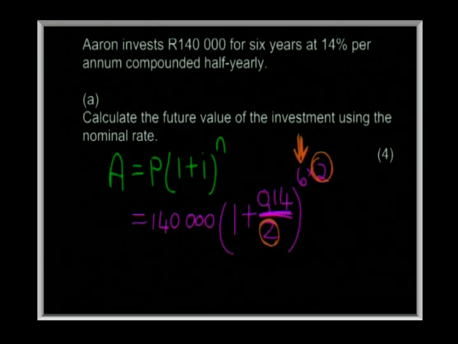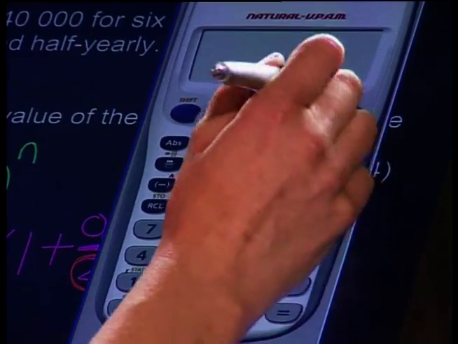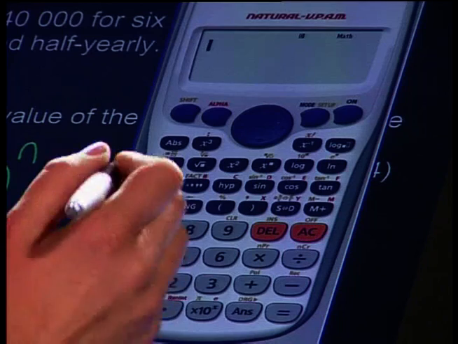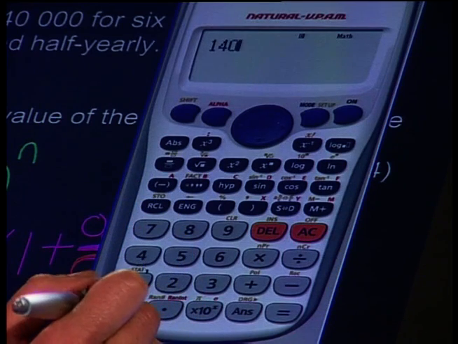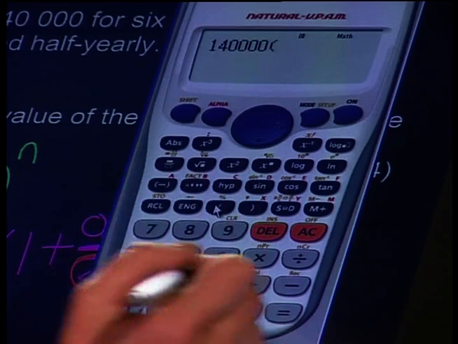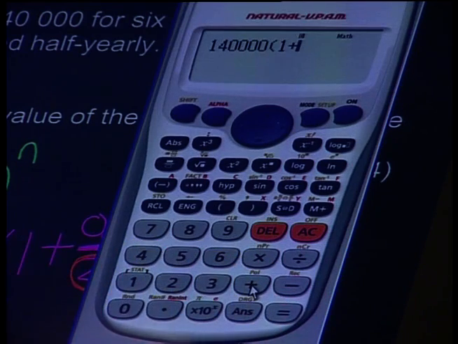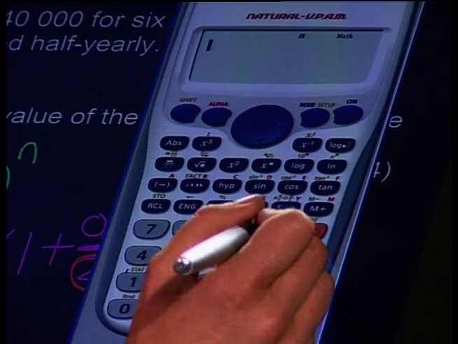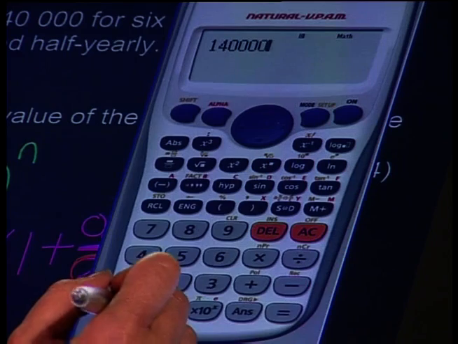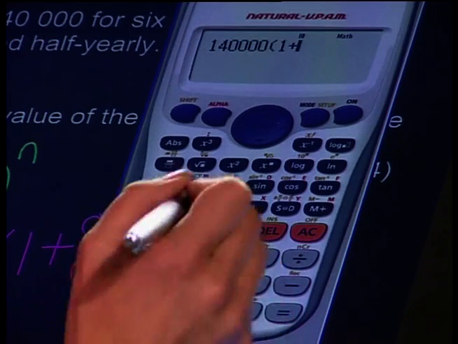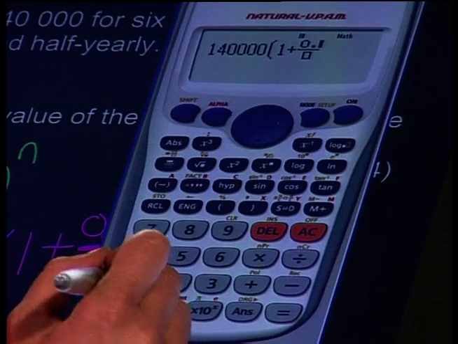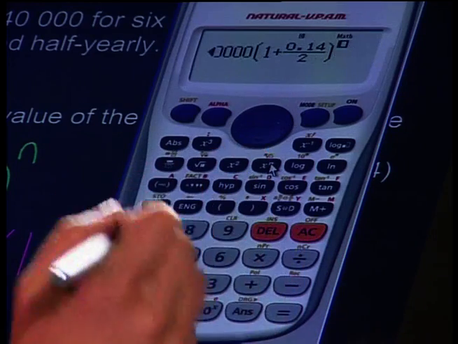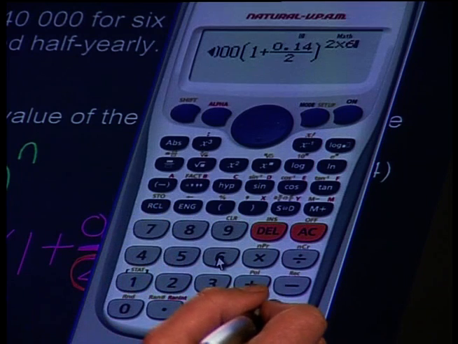So this calculation is really relatively straightforward. I'm just going to substitute it into my calculator. I need to change the mode. Right, so I'm going to say 140,000, bracket 1 plus fraction 0. Let me just clear that, sorry. 140,000. Let's start from the top. Bracket 1 plus 0.14 divided by 2 to the power 2 times 6, which is 12, I know that.